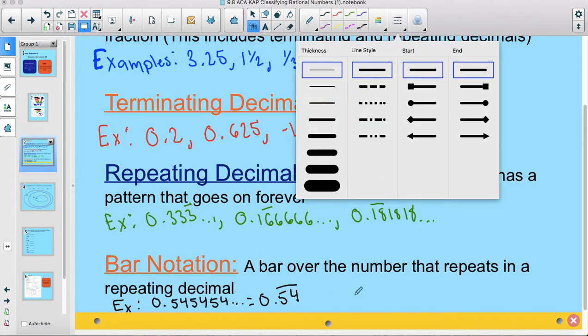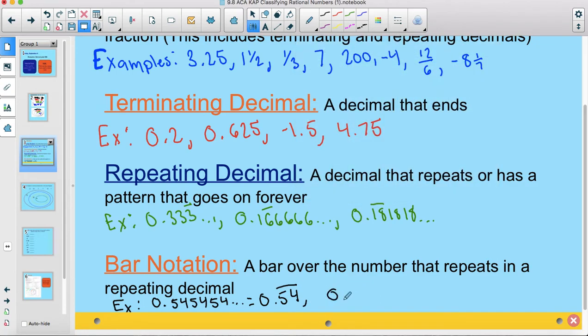And our next example is 0.5833 ... So those 3's are just going to keep going on forever. But instead of writing all of that, let's actually make this a negative. So instead of writing all that, we can make it negative 0.583 with a bar over the 3 to represent that the 3 repeats forever.